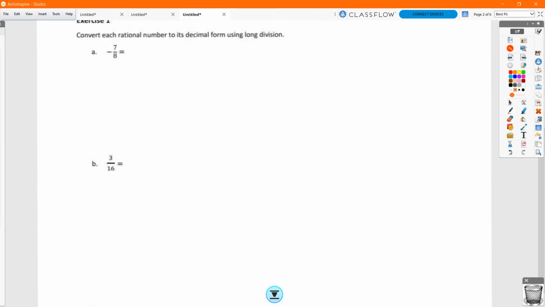All right, convert each rational number to its decimal form using long division. Again, if you notice, I've got a negative 7/8, so my answer is going to be negative. So I'm going to go ahead and stick the negative way over here. Now I need to do 7 divided by 8.